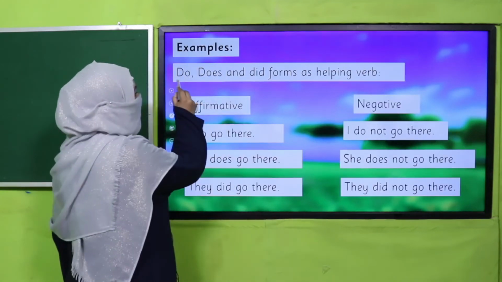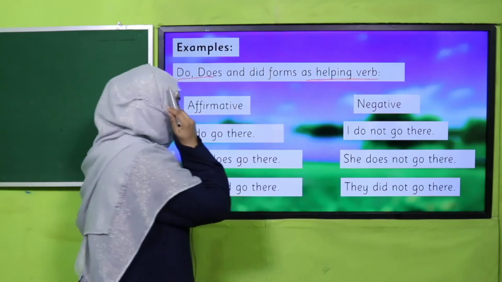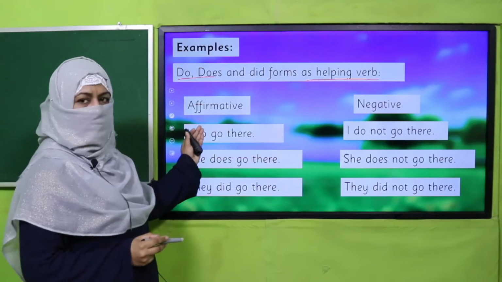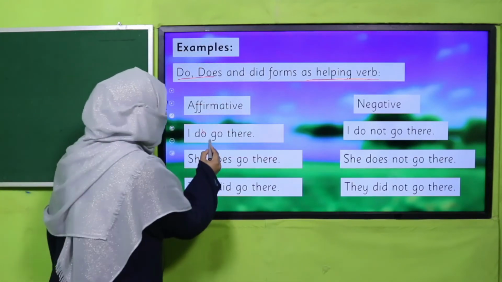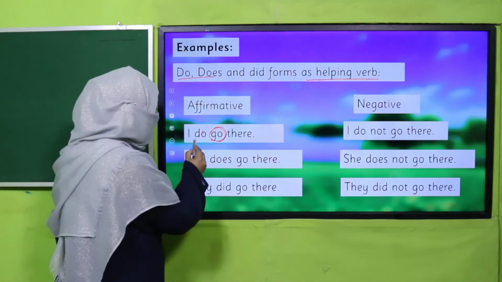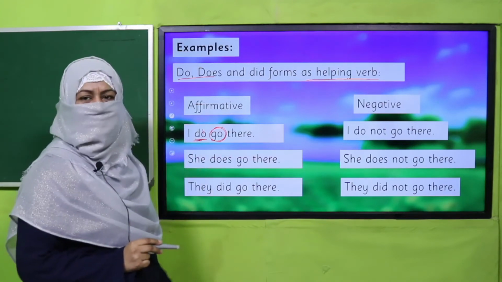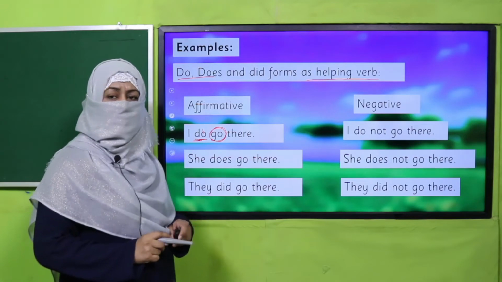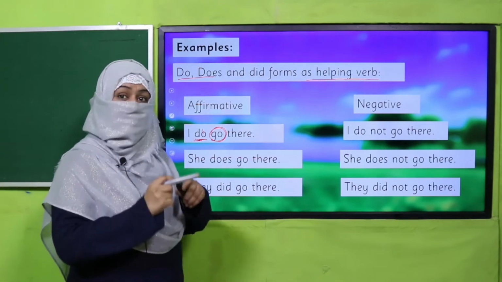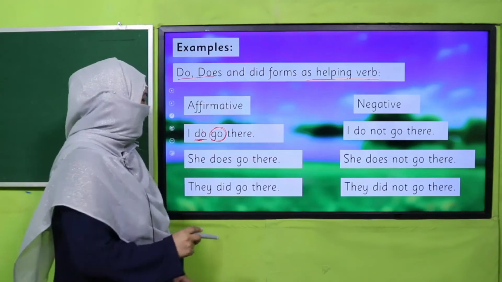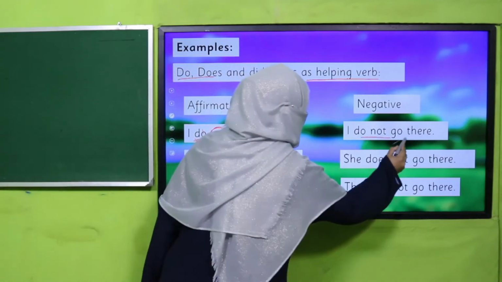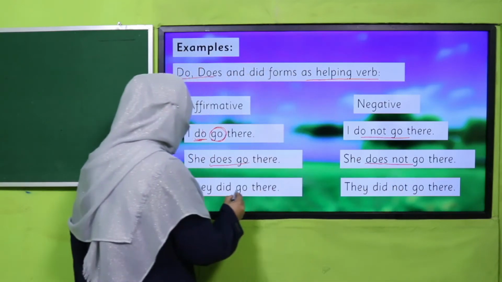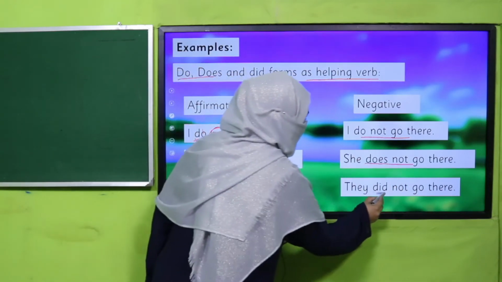Next is do and does as helping verb. Once again, I go there. If I don't write this do, I go there, the sentence is complete. It means go is the main verb here and this do is helping this go. I do go. And do you know when we use such type of expression? When we want to make it sure, yes, definitely I go there. Okay. So I do go there. I do not go there. She does go there. She does not go there. And they did go there, they did not go there.